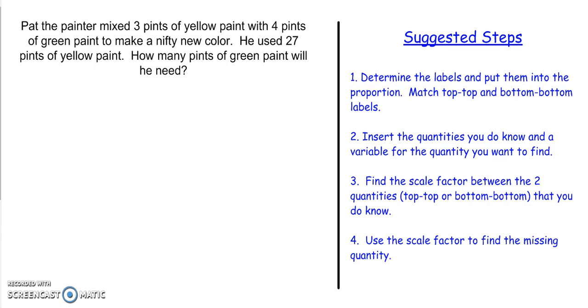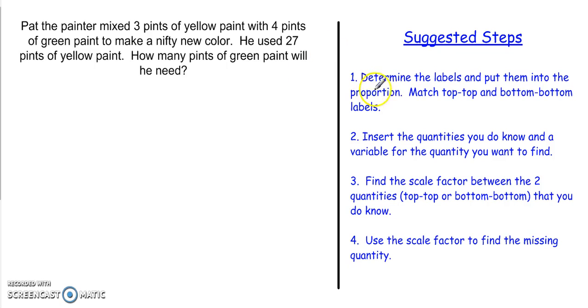So let's look at one other example here, and I've listed these out by steps to help you see some steps that you should use when you solve these. So this time the proportion isn't given. We have to write the proportion. Our problem here is: Pat the painter mixed 3 pints of yellow paint with 4 pints of green paint to make a very nifty new color. He used 27 pints of yellow. How many pints of green did he need?